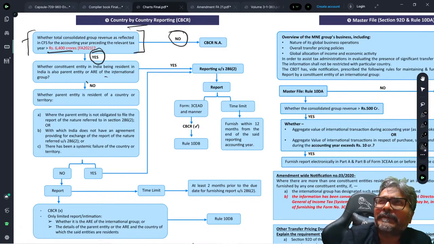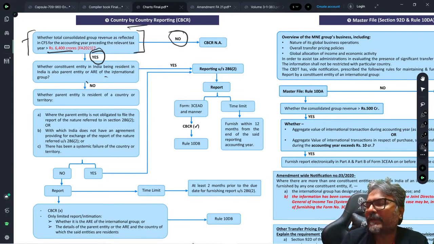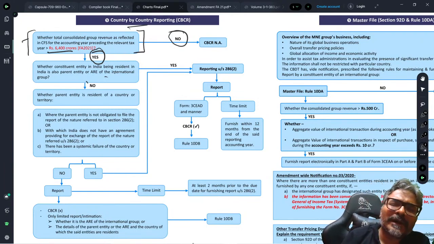Now please tell me one thing. Where will Coca-Cola be filing the CBCR? Where are they going to file the CBCR, students? They are going to file the CBCR in the US. Do you all agree to this one? Yes. All the reports of more than 100 countries, they are going to file in that particular country where they have their headquarters based, and that is definitely the US.